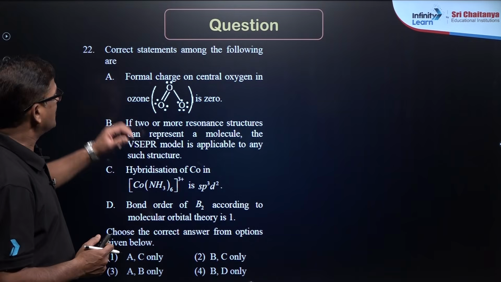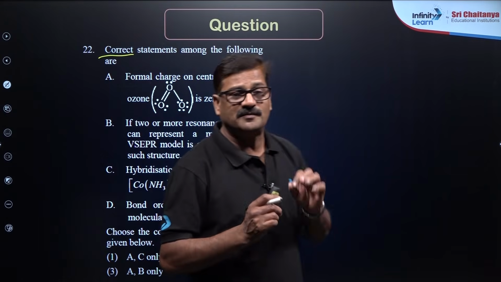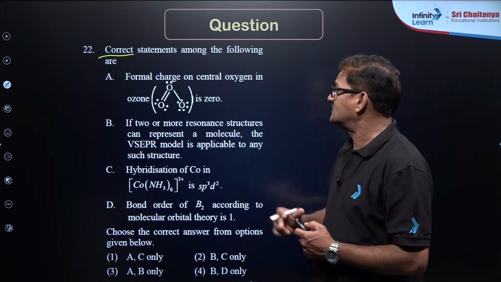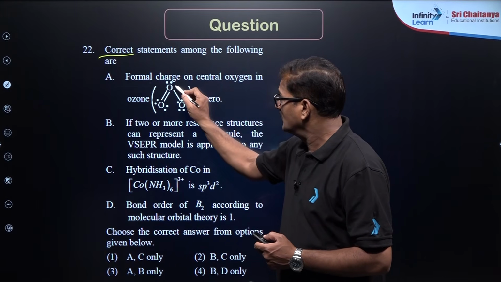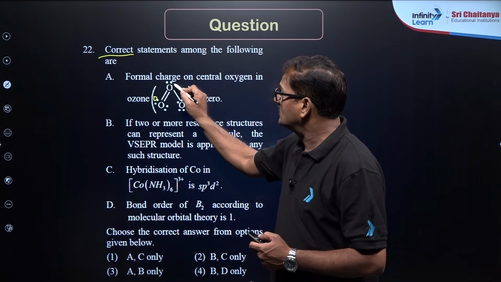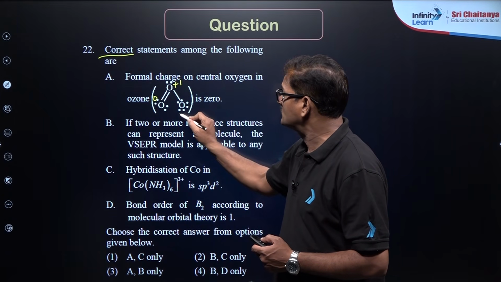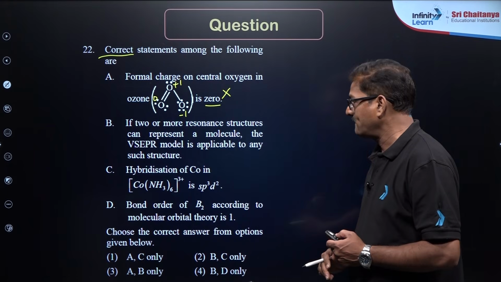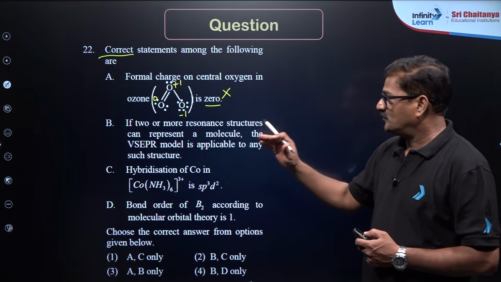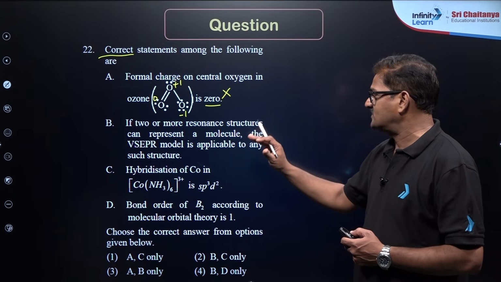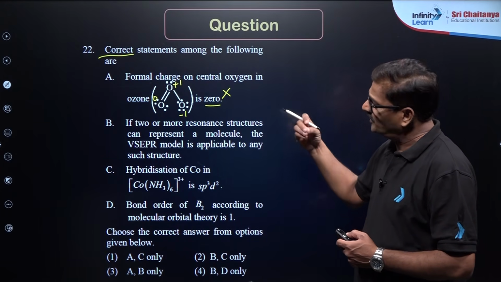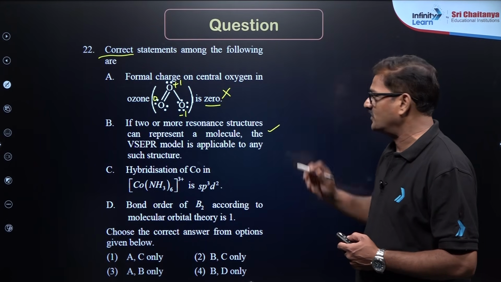Students, the question is asking about correct statements among the following. Formal charge on the central oxygen atom in ozone is going to be 0, plus 1, and minus 1. It is said that 0, which is a wrong statement. If two or more resonating structures can represent a molecule, the VSEPR model is applicable to any structure, which is a correct statement.